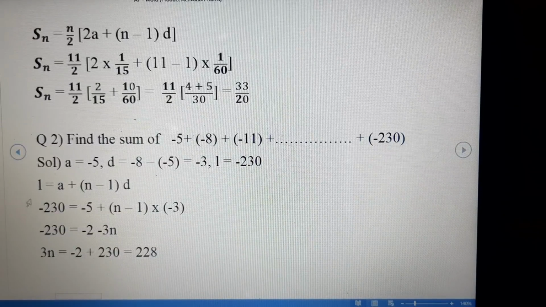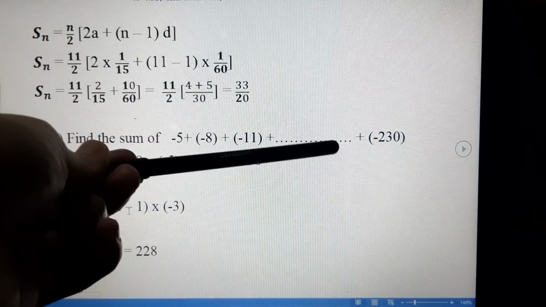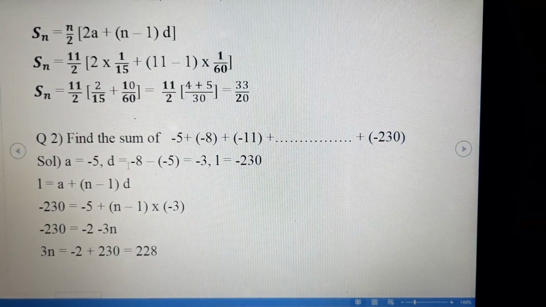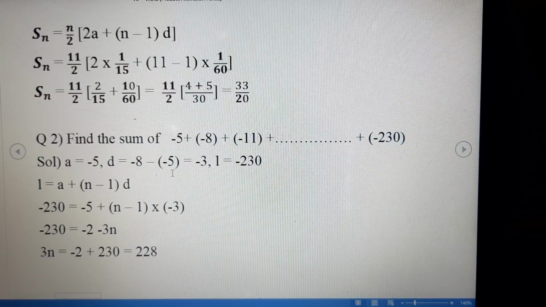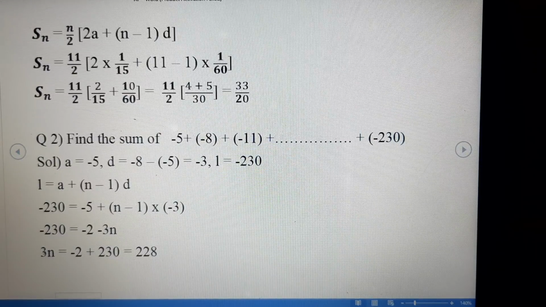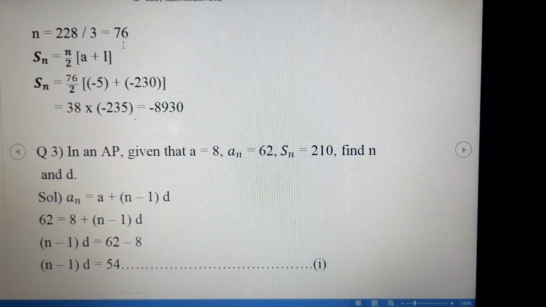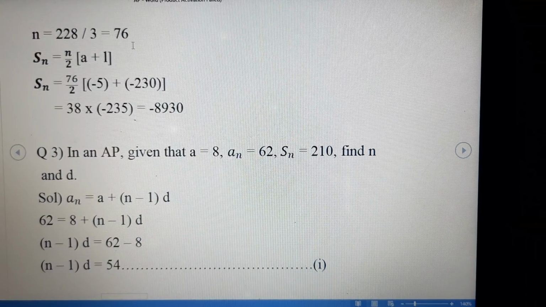So I am going to apply the formula L is equal to a plus n minus 1 into d, where L is minus 230 and a is minus 5 and d will be minus 8 minus minus 5. So it becomes minus 3. So we have applied the formula. We have got 3n is equal to 228 and n will become 76.